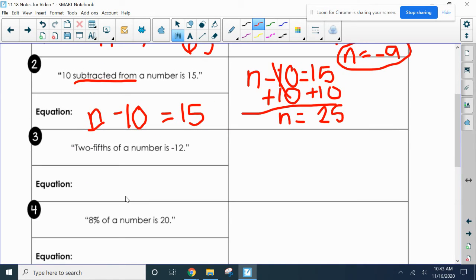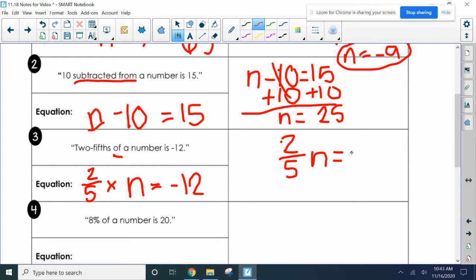Awesome. 2/5 of a number. "Of" was on our chart. What did "of" mean? That's right. So 2/5 of, so multiplication, a number is equal to negative 12. So we can go ahead and say 2/5, and we know a number next to a variable implies multiplication, equals negative 12. So in order to get rid of multiplication, we're going to divide.